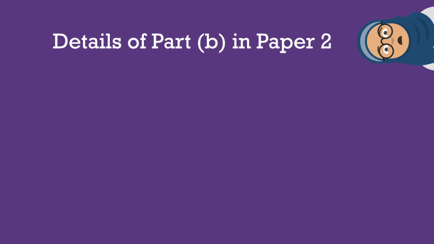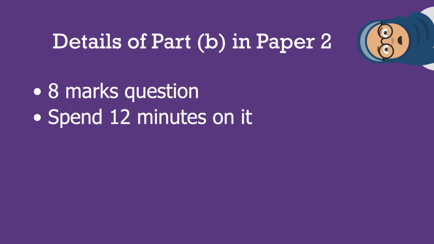Next, let's go into the details of part B in paper 2. It's nothing confusing, quite simple really. To begin with, it's for 8 marks. Next, you should spend around 12 minutes on it. Don't spend too much time and not too little time. For the previous one, part A, you had to spend 8 minutes because it was smaller, but this one is 12 minutes and no more than that, because part C requires more of your time.